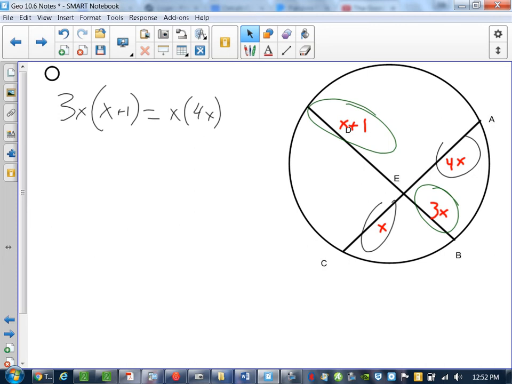All right, so I distribute this one out. When I distribute this out, I get 3x squared of 3x equals 4x squared. We okay with that? Remember multiplying together with things, right?